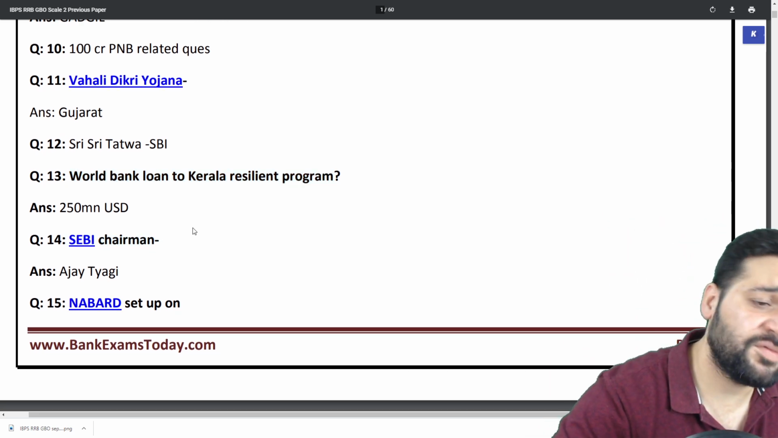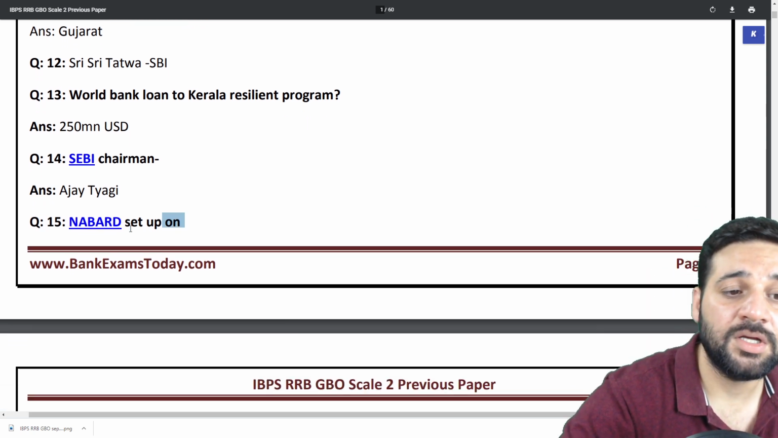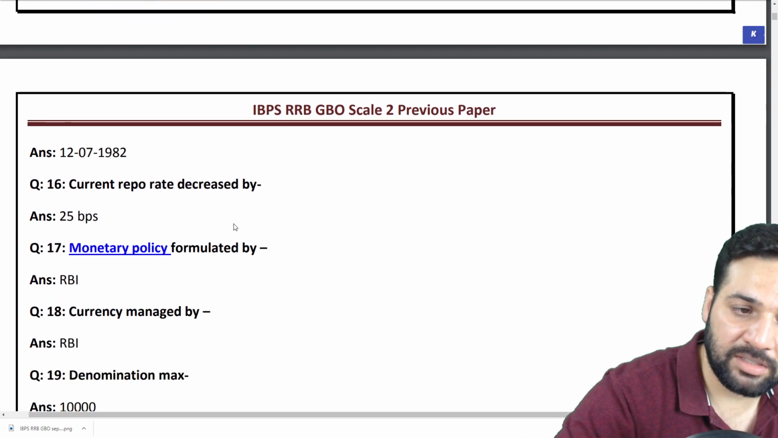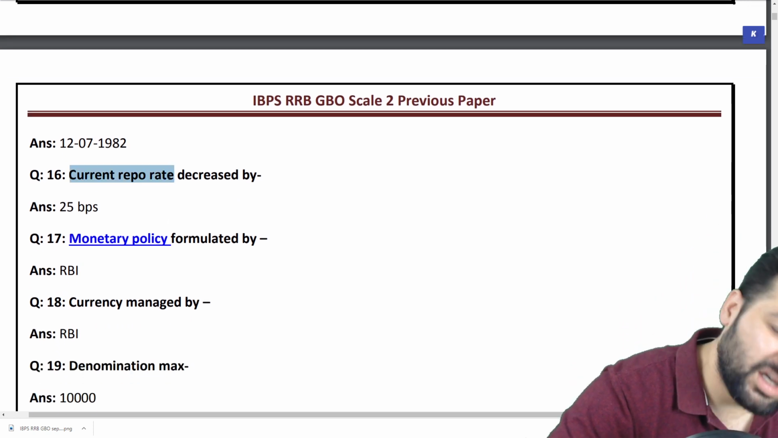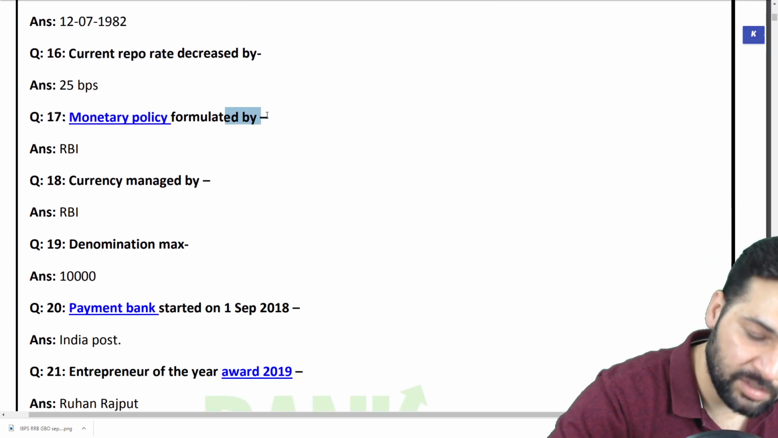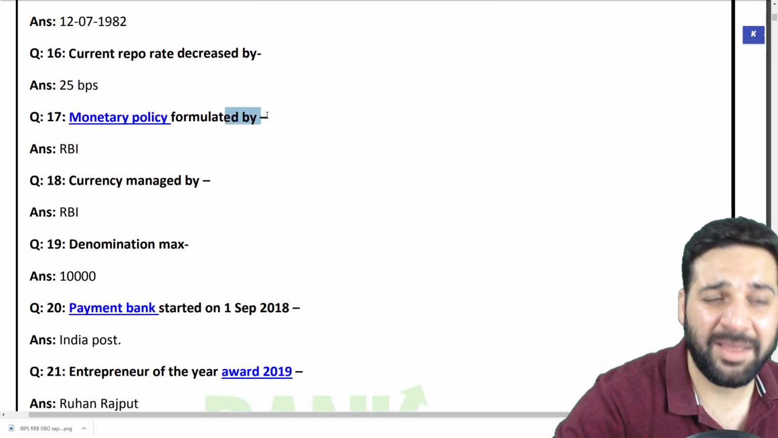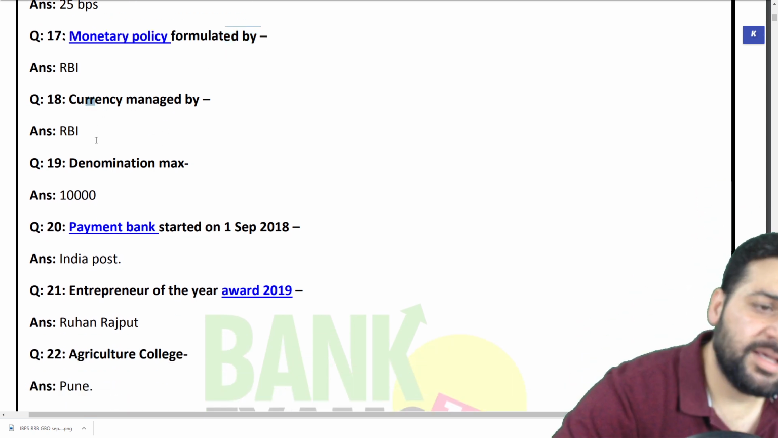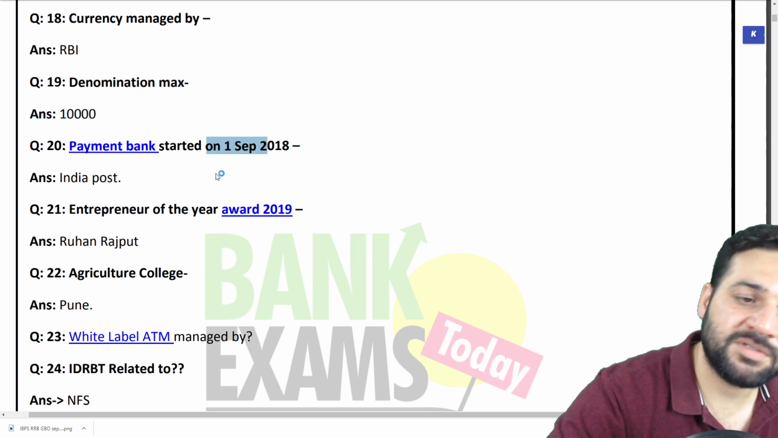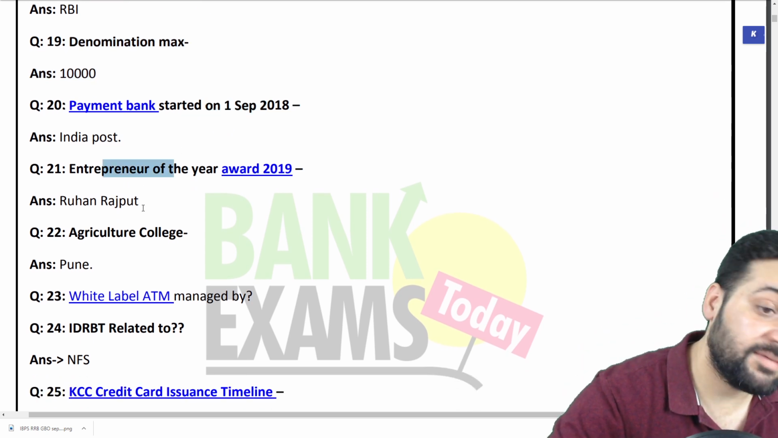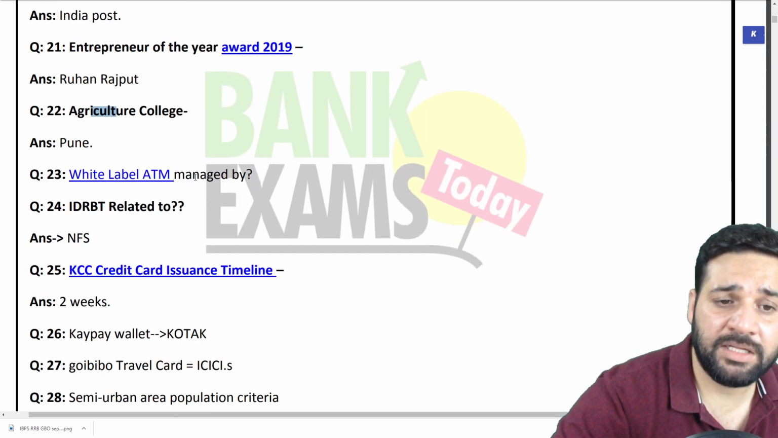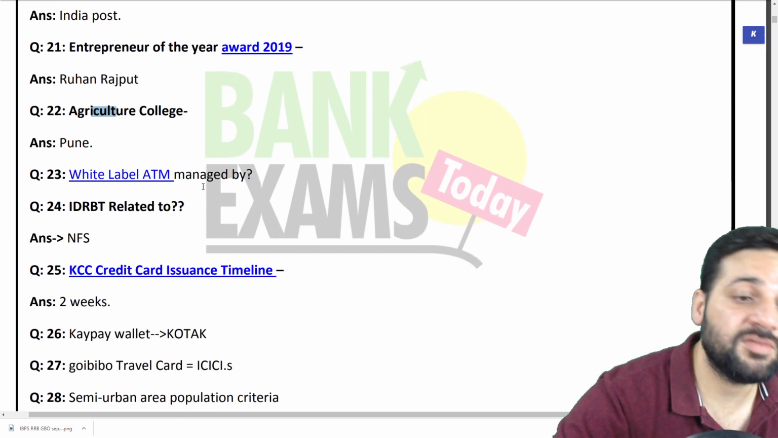SEBI's chairman. This is from regulatory organizations. You need to know. NABARD set up, regulatory organizations. You need to know about the regulatory organizations. Current repo rate, again sort of RBI circular. Monetary policy formulated by, this is static banking, I would say. Static banking again. Denomination max, static banking again. Payment bank started on 1st of September, financial awareness. Entrepreneur of the year, financial awareness. Agriculture college, financial awareness. White label ATM managed by, this is RBI circular.